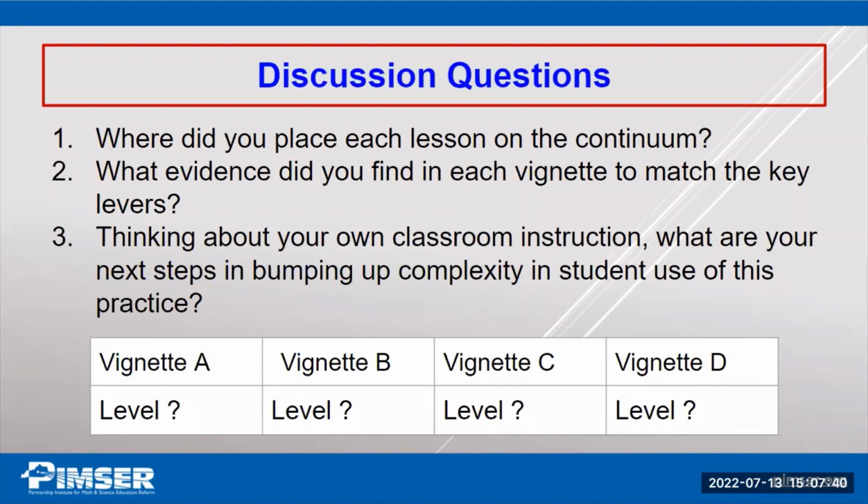So you're going to be thinking about where you placed each lesson on the continuum and what evidence you found in each vignette to match those key levers. And you're going to be thinking about your own classroom instruction. What are your next steps in bumping up the complexity in student use of the practice?